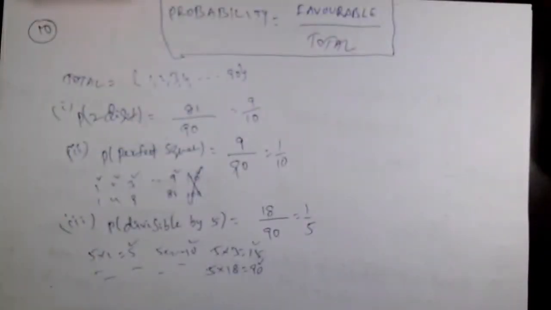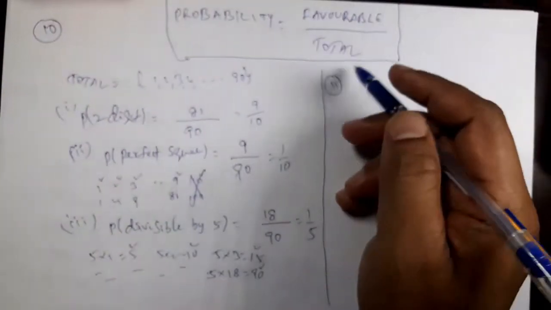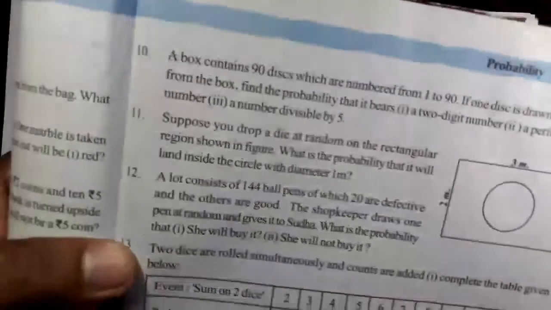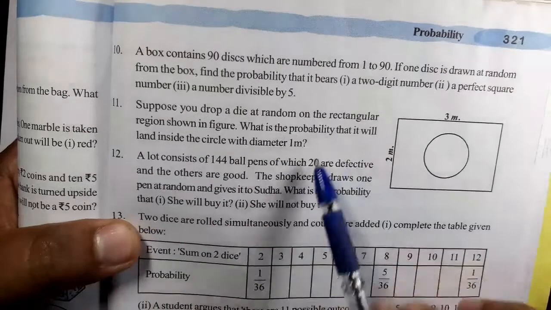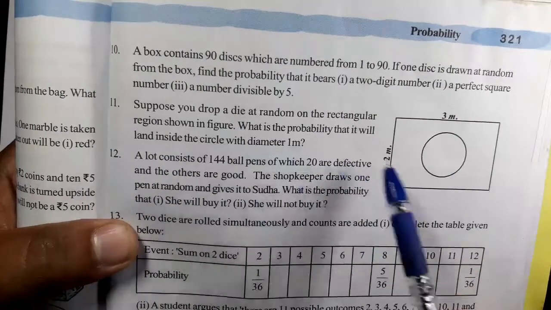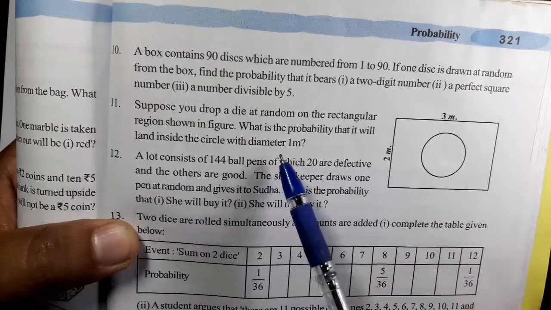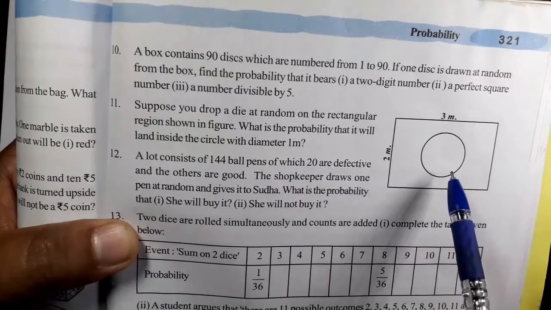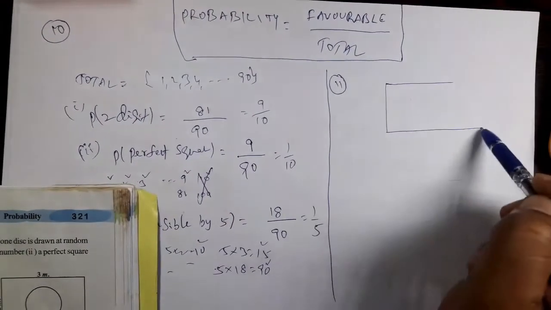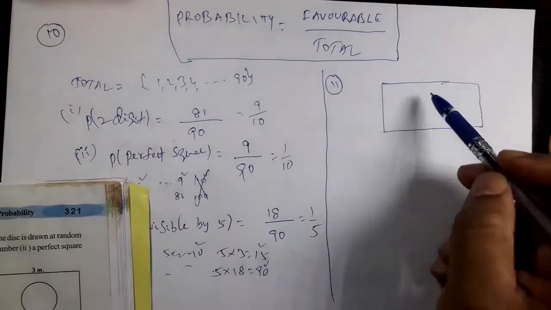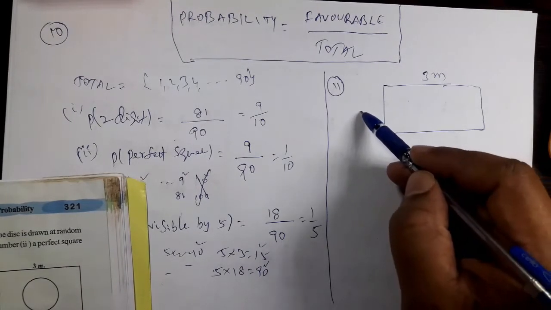Now coming to question number 11. Suppose you drop a die at random on the rectangular region shown in the figure. What is the probability that it will land inside the circle with a diameter of 1 meter? See, one rectangle is there, right? Dimensions are given. Length is given as 3 meters, breadth is given as 2 meters.